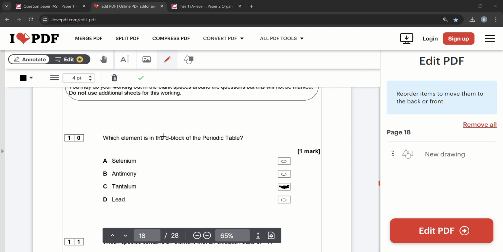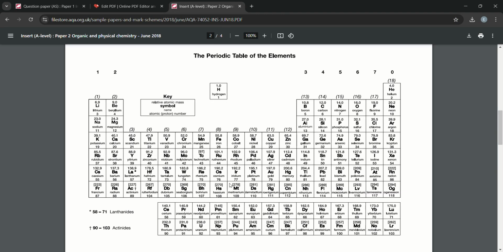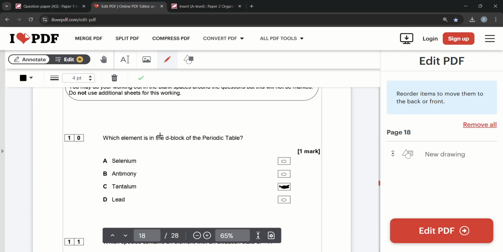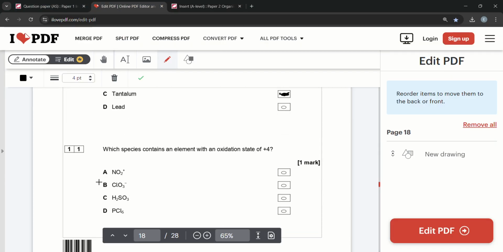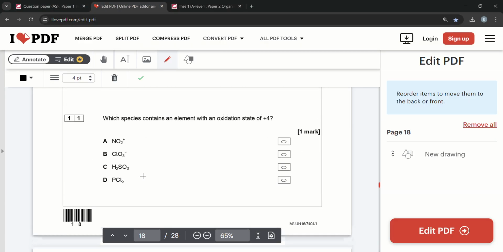Which element is in the D block of the periodic table? So all you do is look at the periodic table: S, D, P, and F. Look at the D block, and you can see it's tantalum. Which species contains an element with oxidation state of +4?